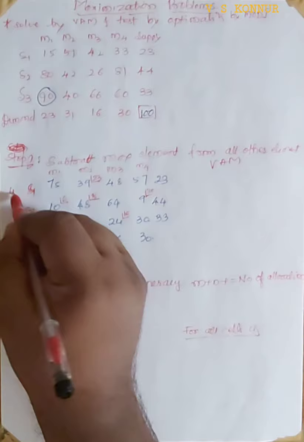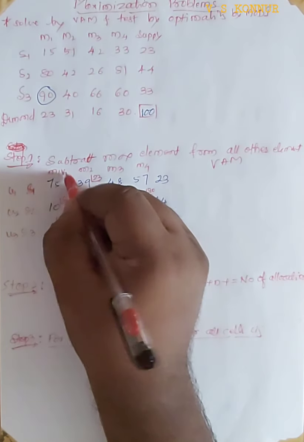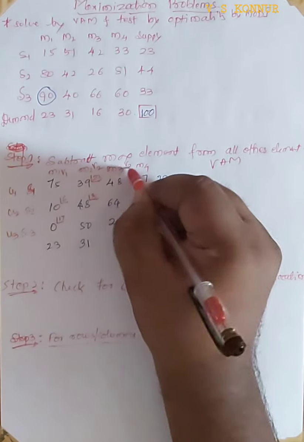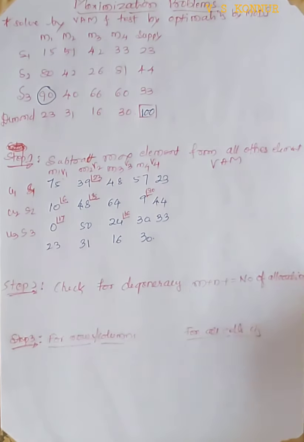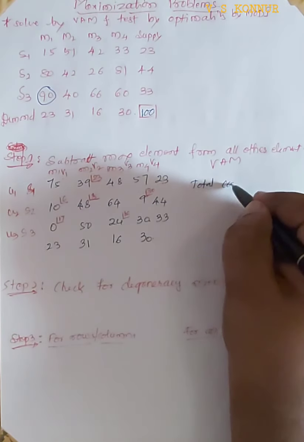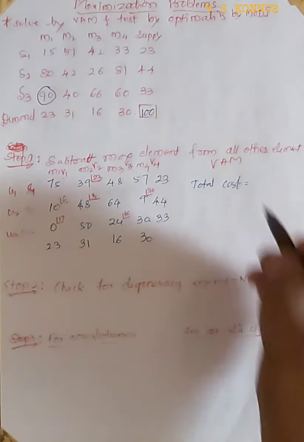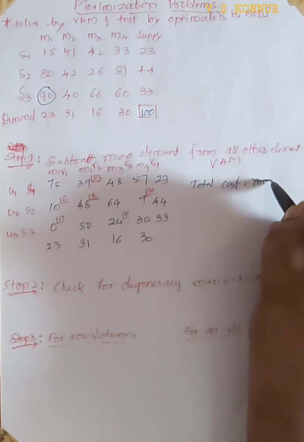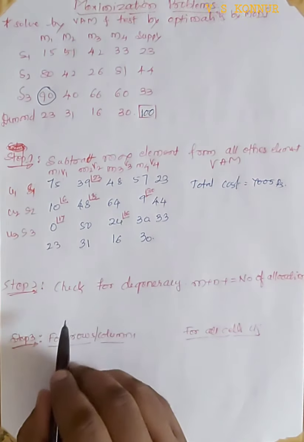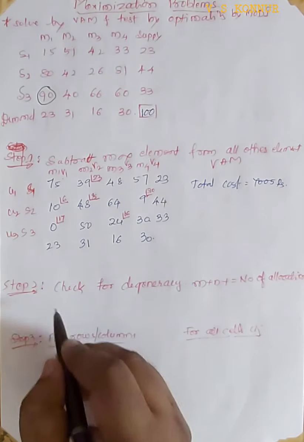Now we will give the names U1, U2, U3 for these rows, V1 for M1, V2 for M2, V3 for M3, V4 for M4. Now we can check the total cost. You will get 7,005 rupees. Now we'll solve by the MODI method. After solving with the VAM method, we'll go for the MODI method.